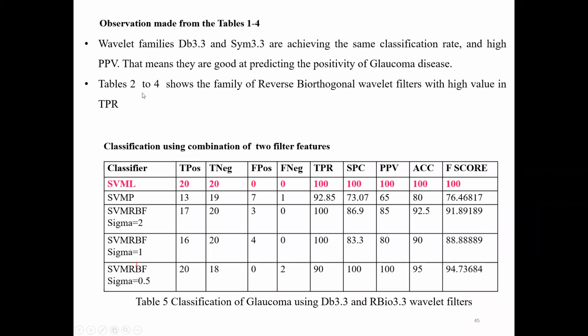And tables 2 to 4 show the family of reverse biorthogonal wavelet filters with high values in TPR. And so then we thought, why don't we use a combination of 2 filter features.